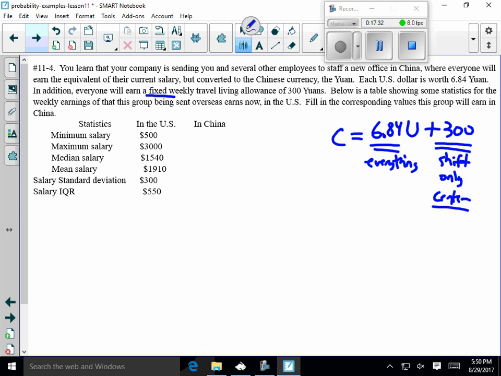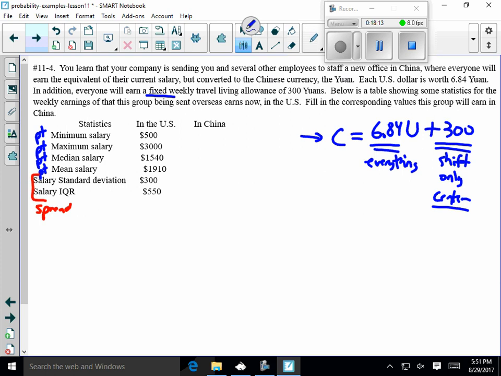Okay, so if I look at these statistics, a minimum salary is an individual data value, just an individual point. The maximum salary is a point. The median salary is a particular measure of center, like an individual point. The mean salary is a point. So those are all measures of center or individual data values. But the salary standard deviation and the salary IQR are measures of spread. So if I'm converting individual data values, like means, medians, or individual salary values, I could just apply this formula to each one.